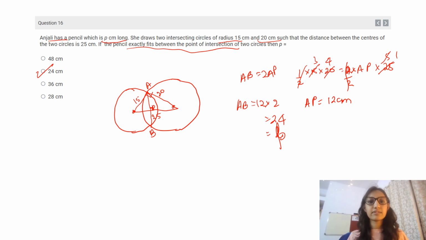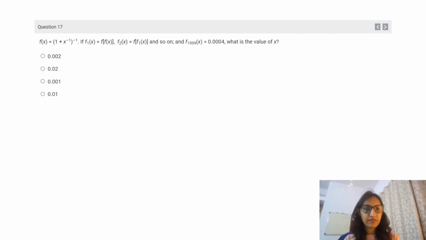Okay, so if you can imagine the geometry, this should be very easy to solve. It was not very difficult. It's just that you should know these basic geometry concepts, okay? And you should understand the language of the question. Alright, let's move to the next question.